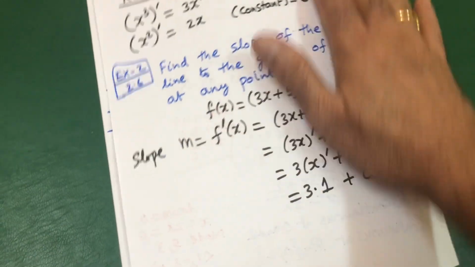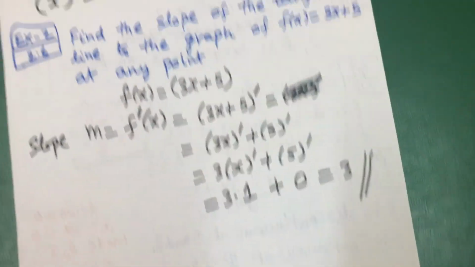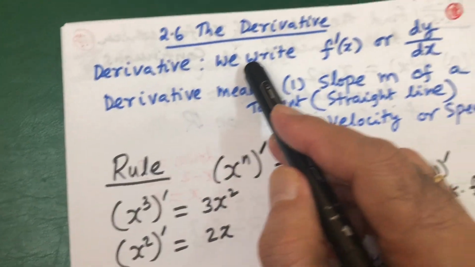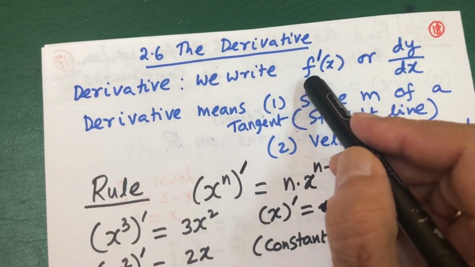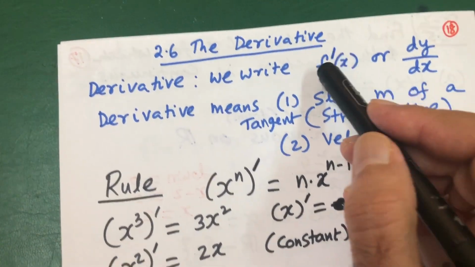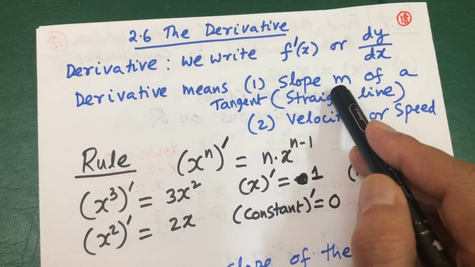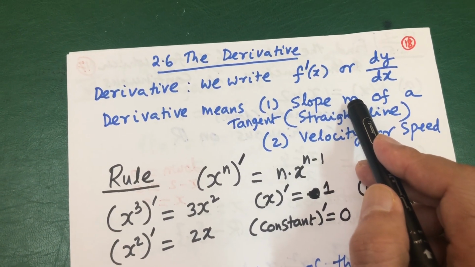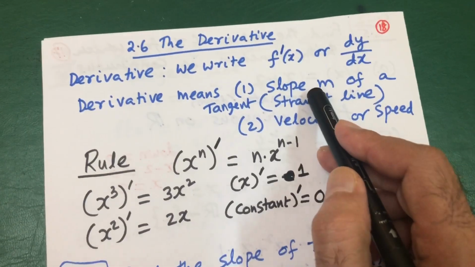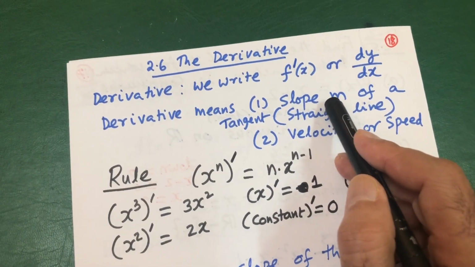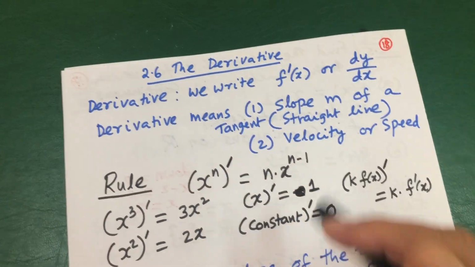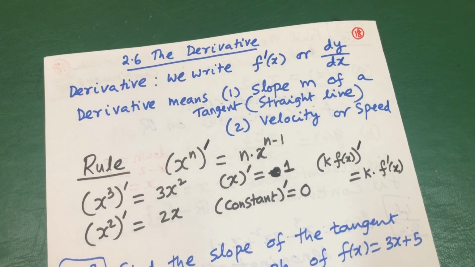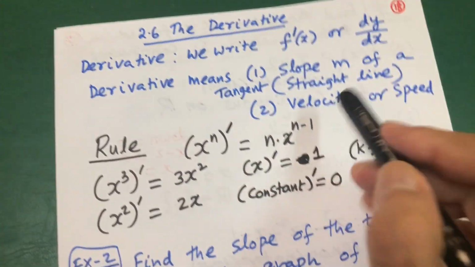Okay. The last topic is the derivative. This is 2.6. Derivative usually we write as f dash x, f prime x, or dy by dx. Dash means derivative. Derivative means the slope m of a straight line. Slope we find using y1 minus y2 over x1 minus x2. Instead of using that formula, we simply use the derivative and get the answer just like that. So that is called slope. Another meaning for the derivative is velocity or speed. The speed of your car you can find using the derivative.